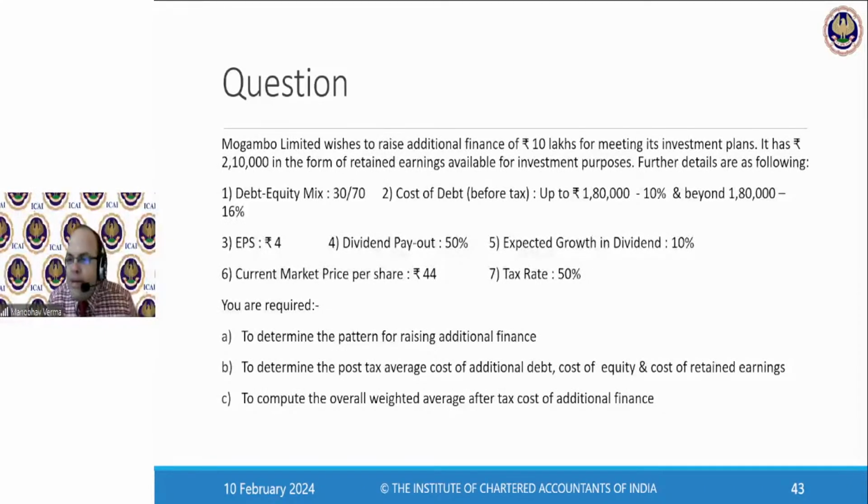So, Mogambo Limited wishes to raise additional finance of 10 lakhs for meeting its investment plans. It has 2 lakhs 10,000 in the form of retained earnings available for investment purposes, and further details are given here.